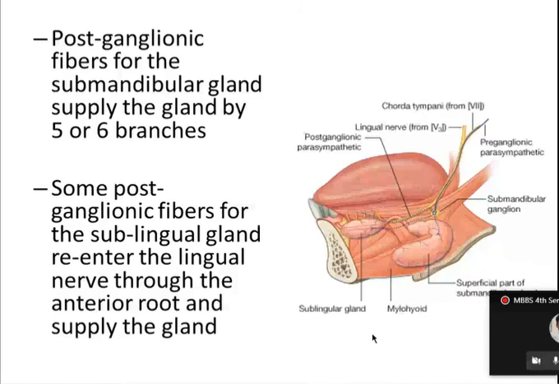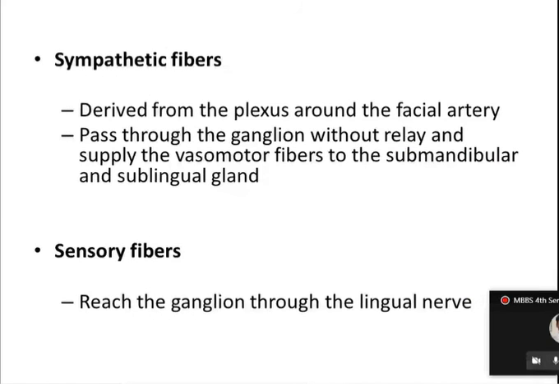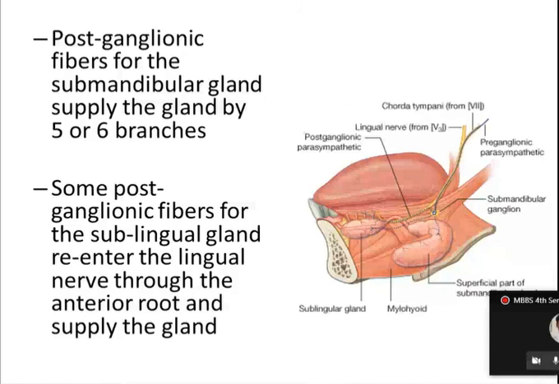And the sympathetic fibers derive from the plexus around the facial artery. They pass through the ganglion without relay and supply the vasomotor fibers to the submandibular and sublingual salivary gland, and the sensory fibers reach the ganglion through the lingual nerve. So that is the nerve supply of the major salivary glands. So these are very important for the exam purpose.